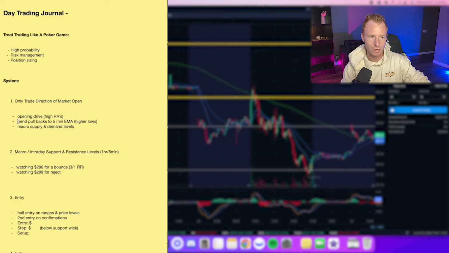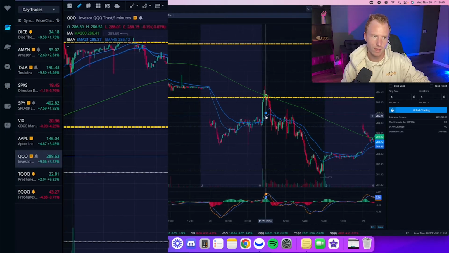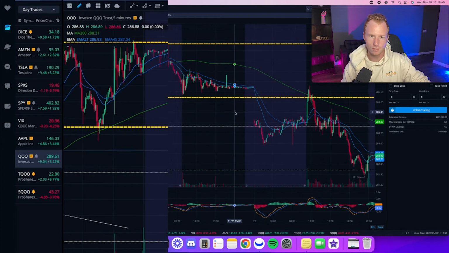The next kind of trade is a trend pullback to a 5-minute EMA, which basically just means it's making higher lows, right? So I'm gonna give you an example of this. On this day, there's nothing I could really take for that kind of trade. So if we go back the previous day, as you can see, if I wanted to take a short position, for example, I can trade SQQQ. It goes up when the NASDAQ market goes down.